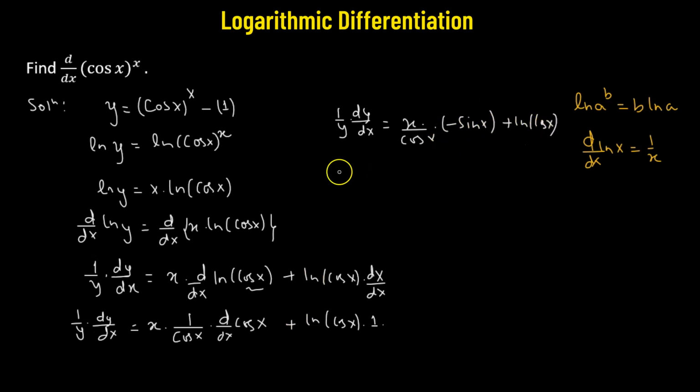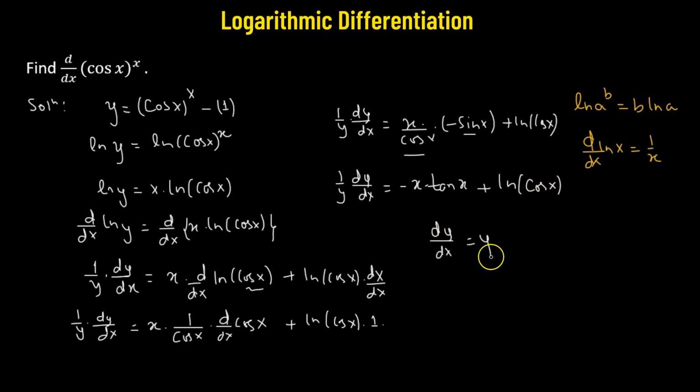Further simplification gives us 1 over y times the derivative of y with respect to x equals negative x. Now the ratio sine over cosine, that's the tangent function. So we have tangent of x plus log of cosine of x. Now we'll multiply throughout by y, which gives us the derivative of y with respect to x equals y multiplied by, so we'll write this as the first term, log of cosine of x minus x times tangent of x.